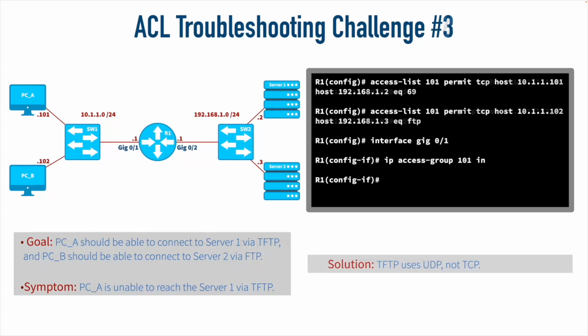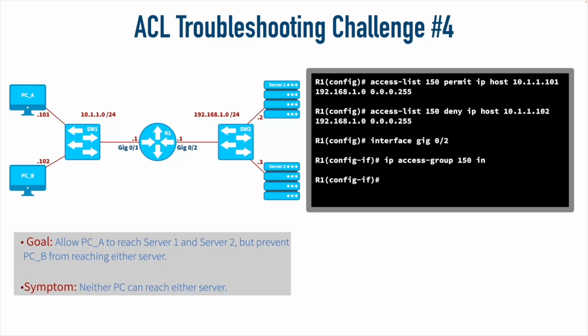Notice the protocol we said we're permitting in that first ACE. We're saying permit TCP port 69. However, TFTP uses UDP, not TCP. So the fix for this is to change that protocol parameter in that first ACE from TCP to UDP. And I've got one more challenge for you.